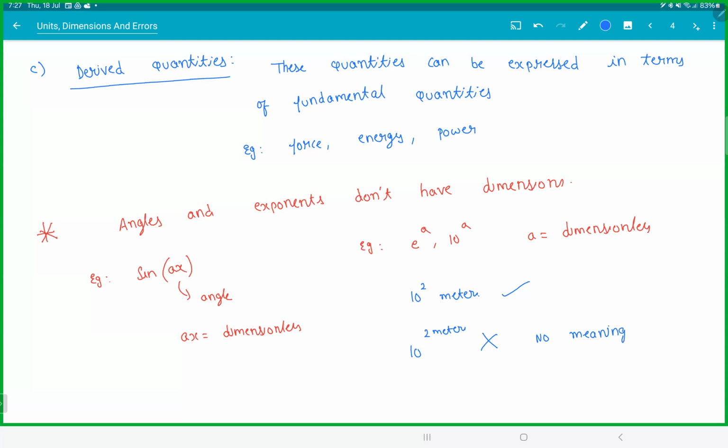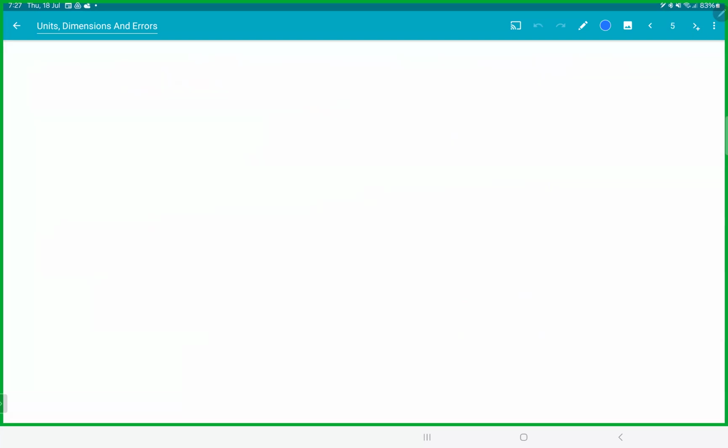Now, let's see some questions. I'll give you a quantity. You have to find the units and you have to find the dimensions. So let me show you one.